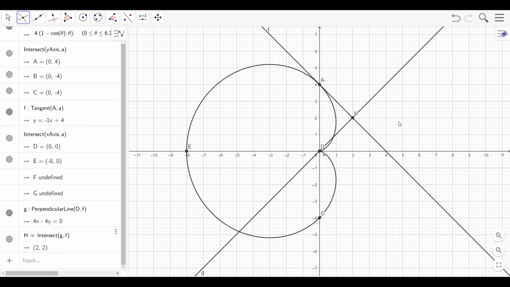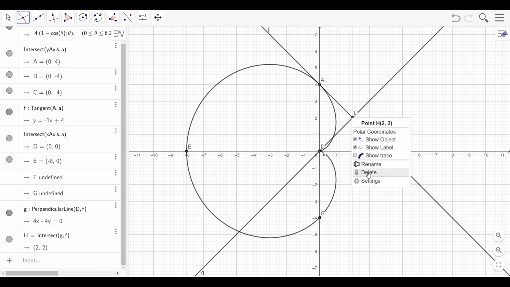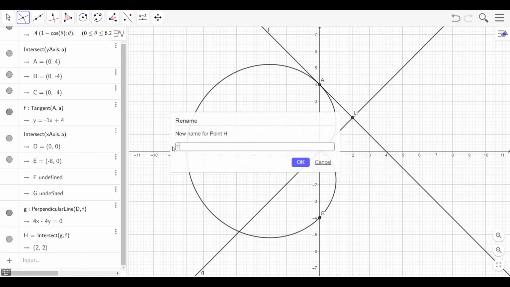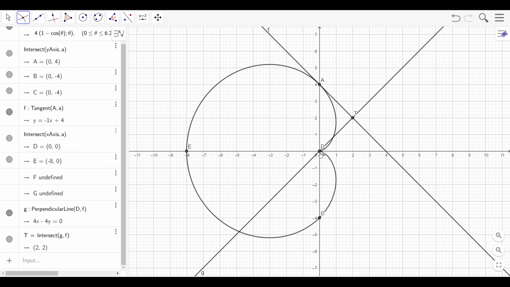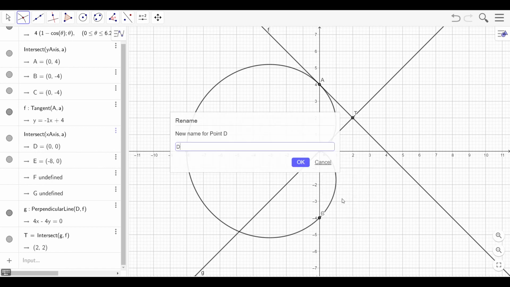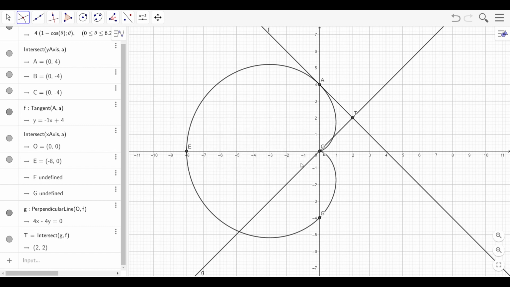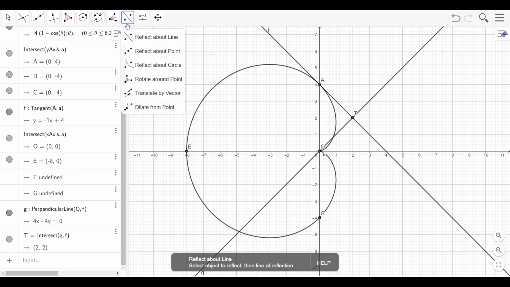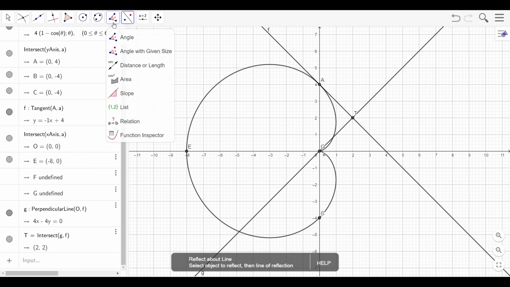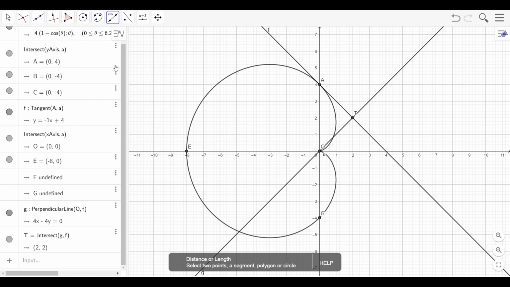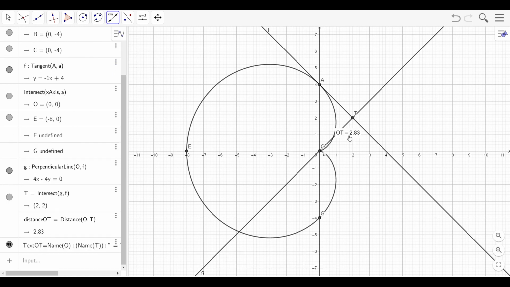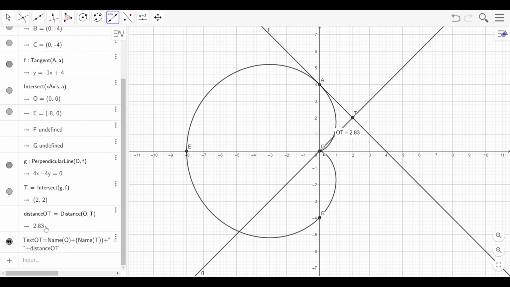So this point is T actually, and this point is O. So we have to find OT. Find the distance OT. Now you can see that OT is 2.83. So that is what we have obtained from our calculation.